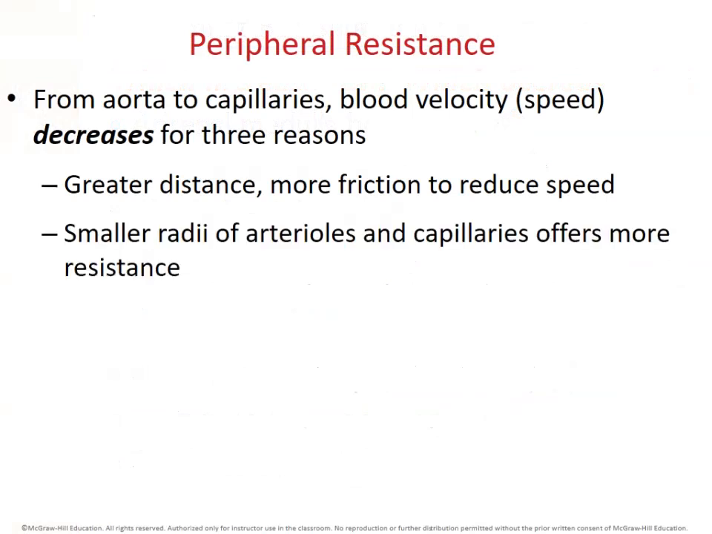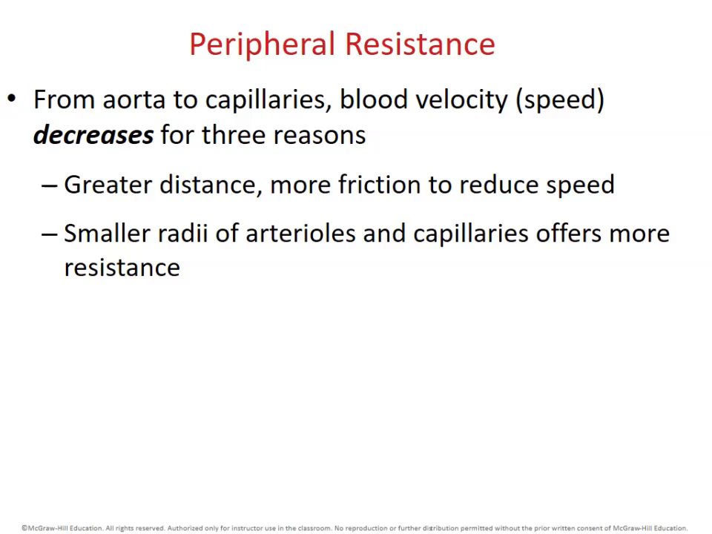All right, so blood velocity decreases for 3 reasons from the aorta to the capillaries. The greater the distance, the more friction, of course, the more resistance will reduce the speed. Smaller radius, like we said again, offers more resistance, which also decreases the flow and speed.